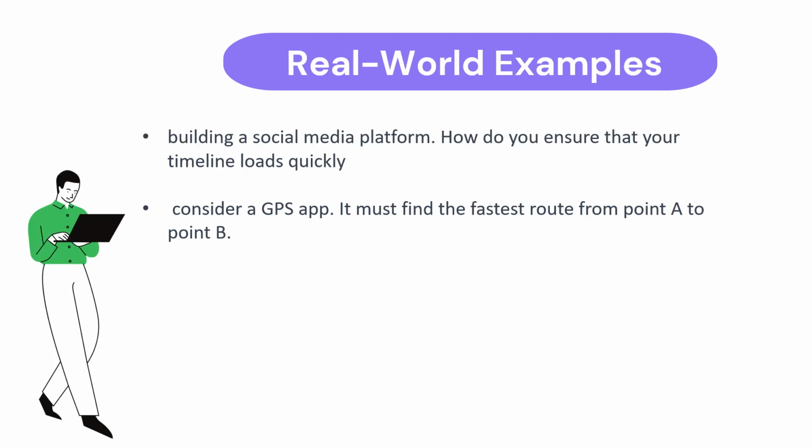Real-world examples. Now let's look at some of the real-world examples. You are building a social media platform. How do you ensure that your timeline loads quickly even if a user follows thousands of people? Big O notation helps you choose the right algorithms for managing the feed efficiently.